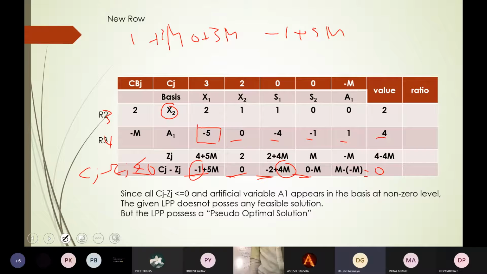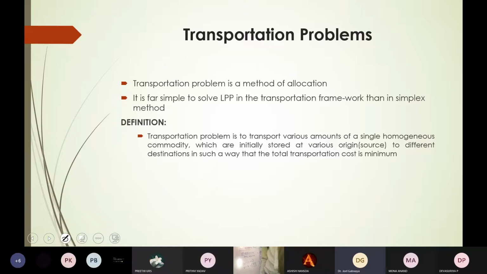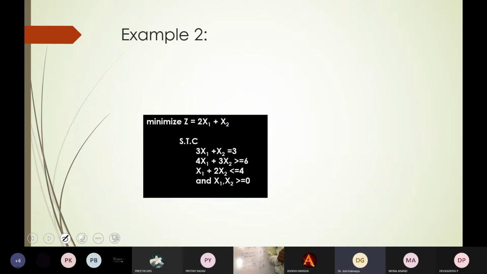The key column. So here it says, since all Cj minus Zj is lesser than 0, the artificial variable A1 appears as a basic at non-zero level. The given LPP does not possess any feasible solution, but it possesses something called the pseudo-optimum solution. So for the next exercise, you shall see the exact answer. So take a note of it for this exercise.